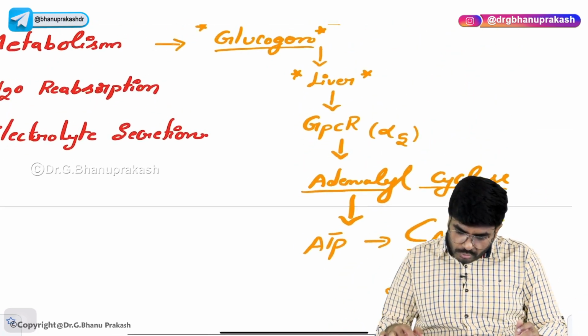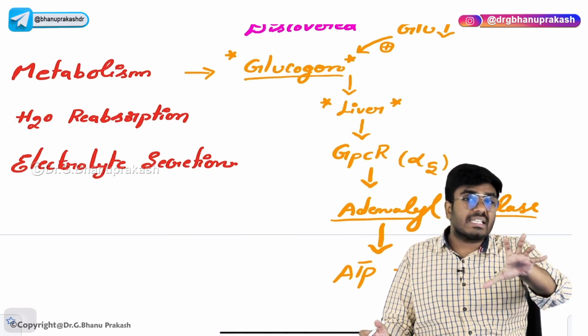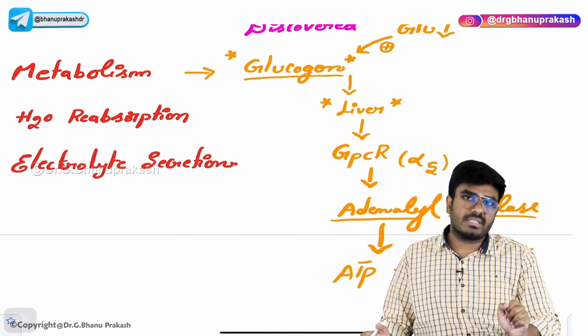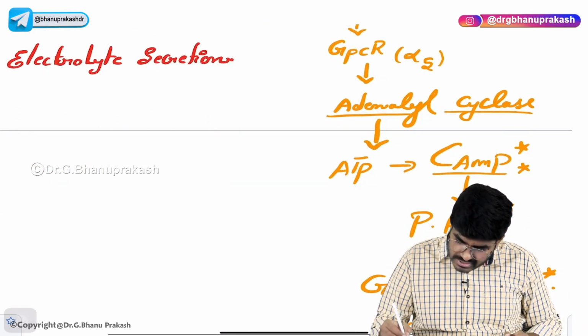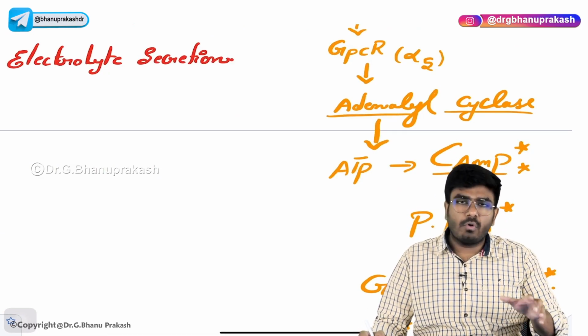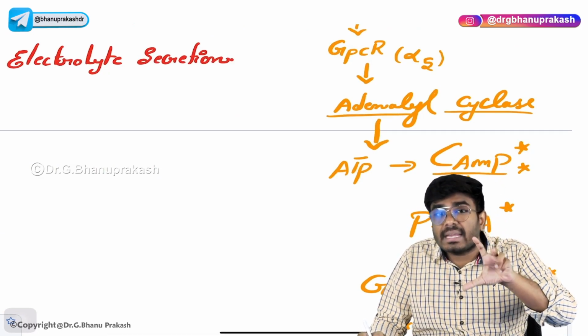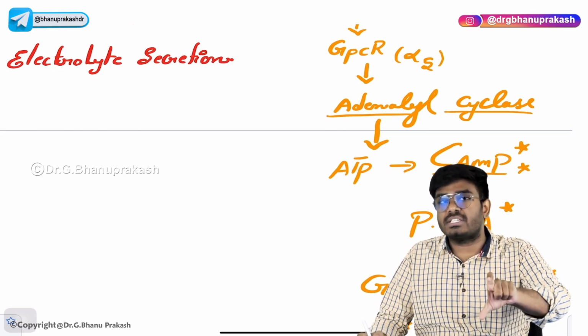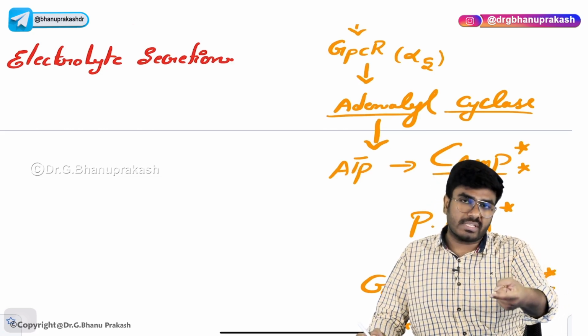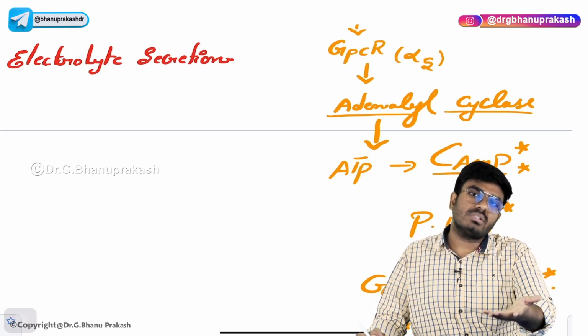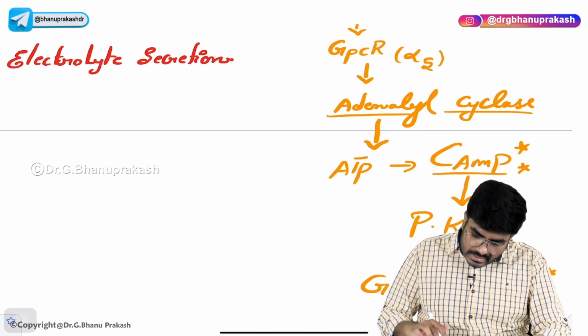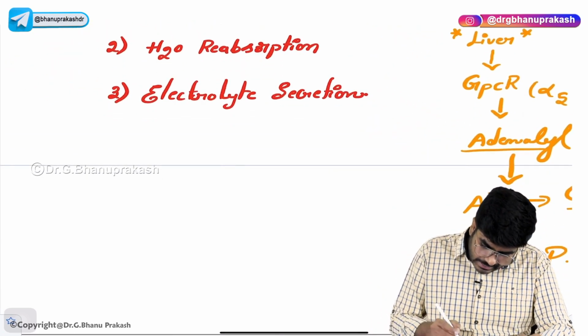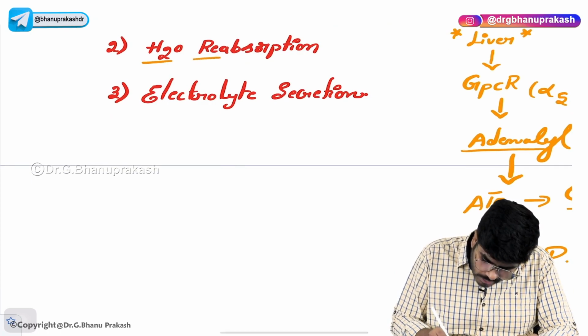What I want you to know is that this glucagon, which is involved in metabolic reactions, uses which type of secondary messenger inside the cell? cAMP. Now what is the cAMP doing? It will activate the necessary proteins for the process of glycogenolysis. Because of glycogenolysis, blood glucose levels are elevated. Simple. Now let's see the water reabsorption.